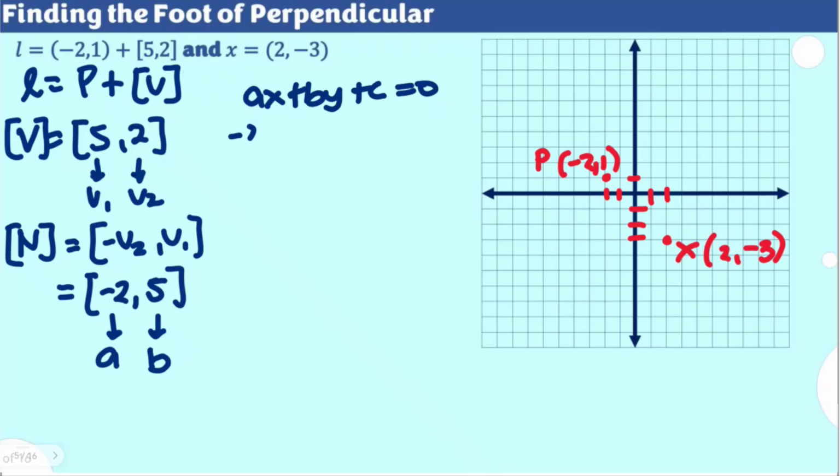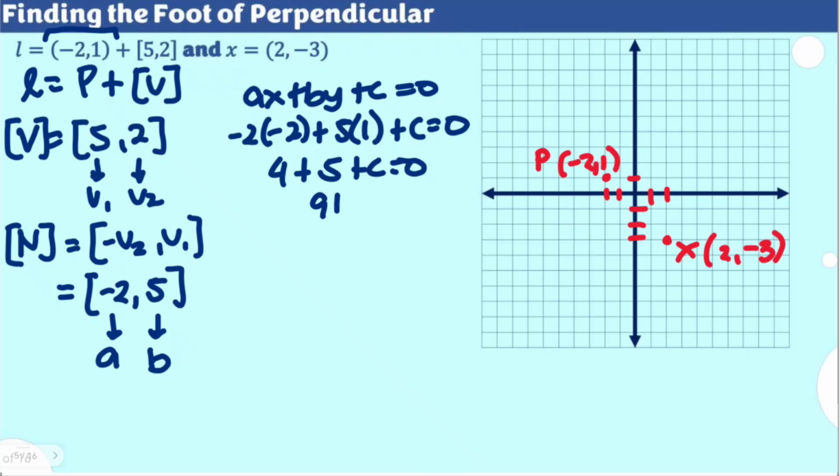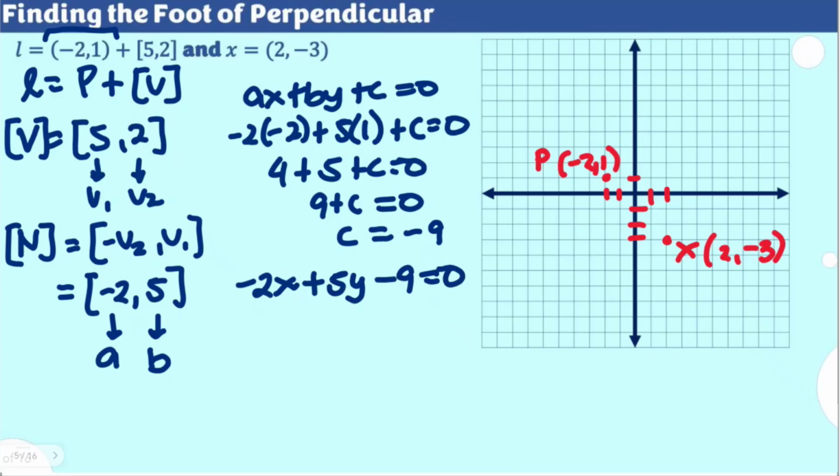So if we have here ax plus by plus c is equal to 0, our a is negative 2, and let's use the point P here, so x is negative 2, plus b is 5 times 1, plus c is equal to 0. That's actually positive 4 plus 5 plus c is equal to 0. So 9 plus c is equal to 0. Our c to complete the equation is negative 9. Hence, our equation can be expressed as negative 2x in general form plus 5y minus 9 equal to 0, or if you don't like a negative leading coefficient, multiplying all terms by negative 1, you will have here 2x minus 5y minus 9 equal to 0.